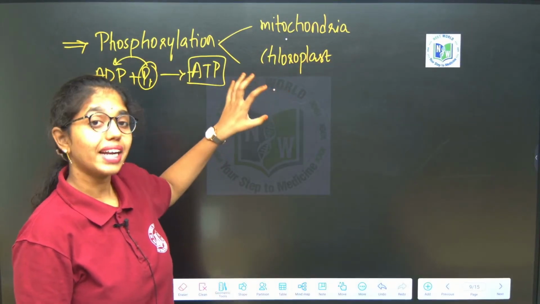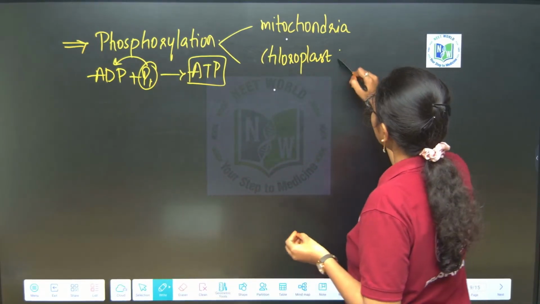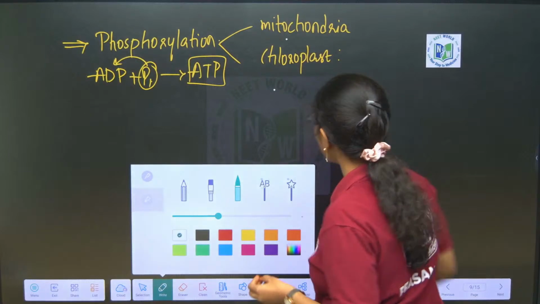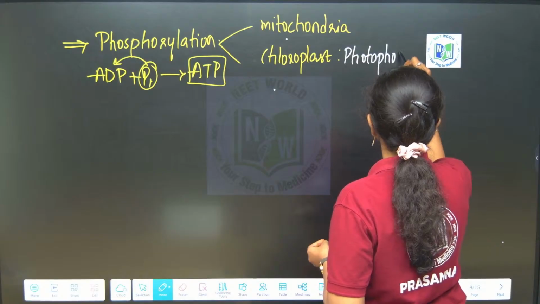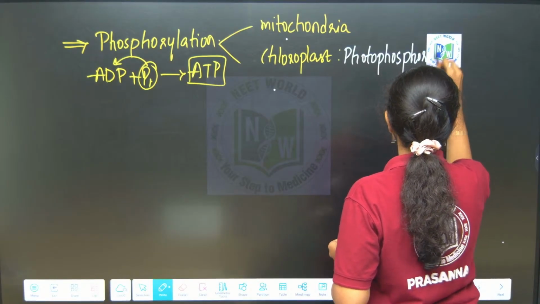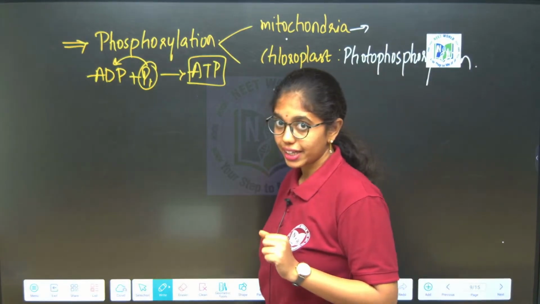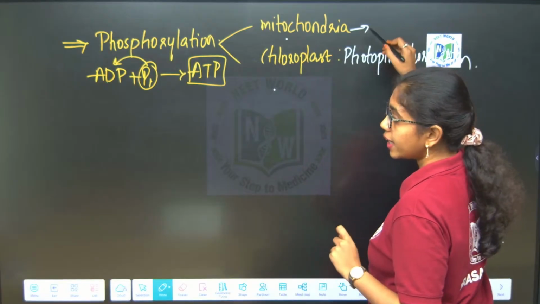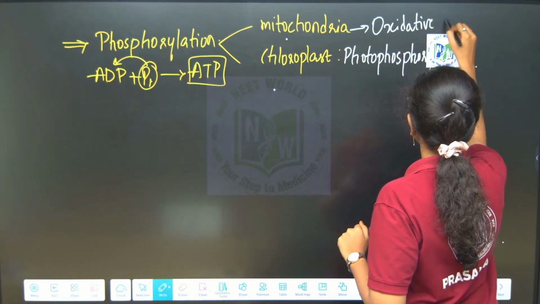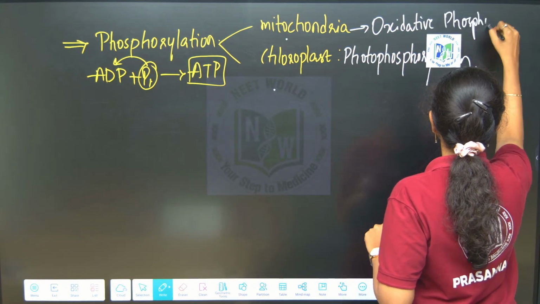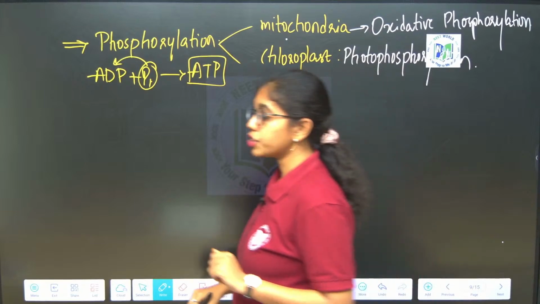But in chloroplast, that ATP is formed because of what energy? Light energy, that is photons. So that is why here it is termed photophosphorylation. And in mitochondria, it is not because of light energy, so this is called oxidative phosphorylation. Clear till here?